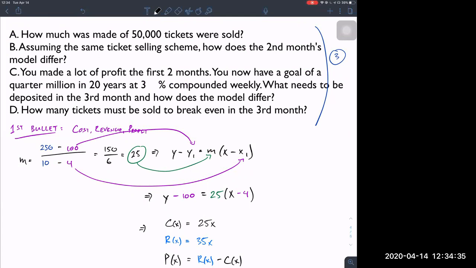Part B, assuming the same ticket selling scheme, how does the second month's model differ? So hopefully you notice, or as you're thinking, don't worry, we'll talk about it. What's staying the same, what's different, what has a one-time effect, what has a recurring effect. Part C says you made a lot of profit from the first 2 months. Now you have a goal of $250,000 in 20 years at 3% compounded weekly. What needs to be deposited in the third month, and how does this model differ? And then part D here, since I incorporated cost, revenue, profit into the model, I asked you about the break even for the third month.